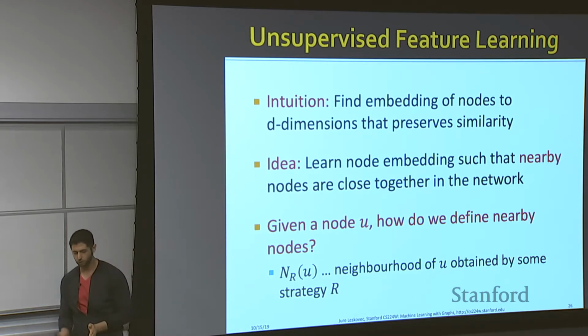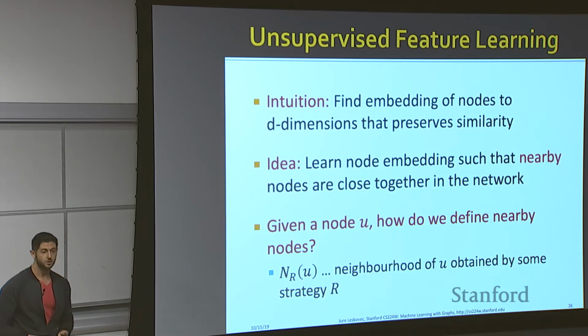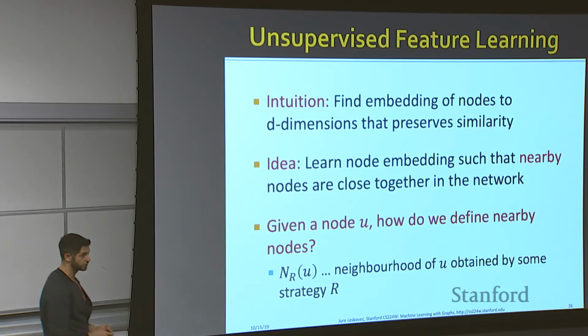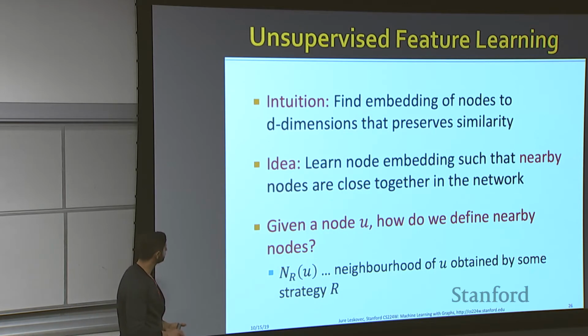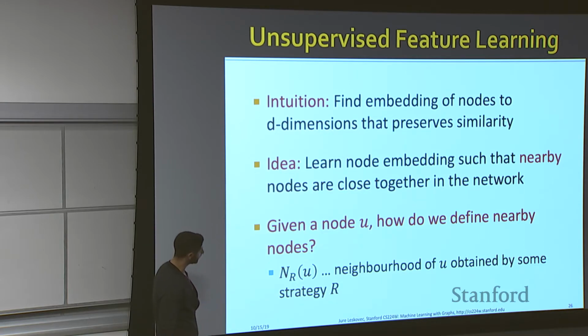Everything that we're going to be seeing today, contrary to what we talked about on Thursday, is going to be unsupervised. So we don't need any external labels. We are just going to go from the topological features of the graph to our embedding representation. Again, intuition: we're going to find the embeddings of nodes that are d-dimensional and that are preserving the similarity. What we want to do is learn these embeddings such that nearby nodes are close together in the network.